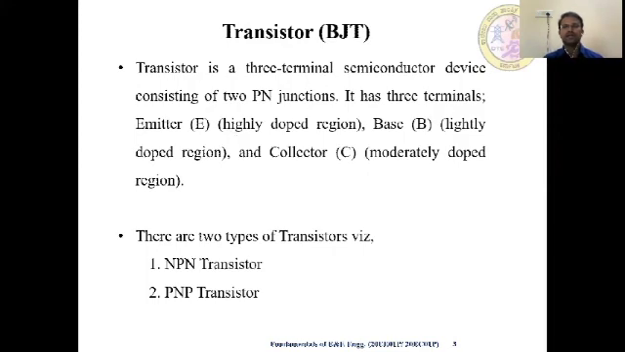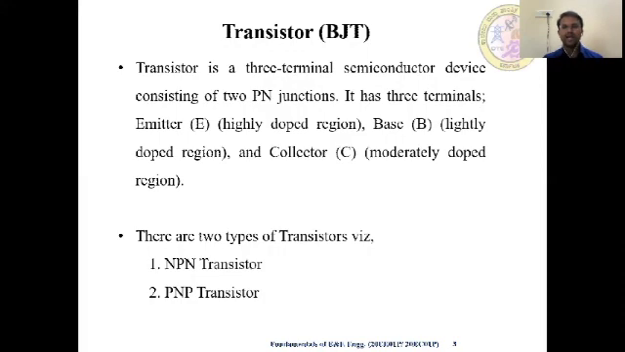What is a transistor? It is a three-terminal semiconductor device consisting of two PN junctions, a P-type semiconductor and an N-type semiconductor. Together formed is called as a PN junction. So a transistor consists of two PN junctions. It has three terminals: emitter, base, and a collector.